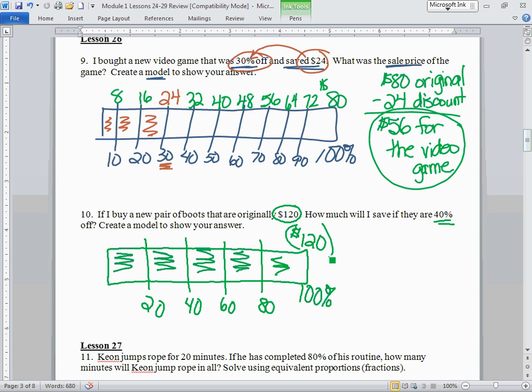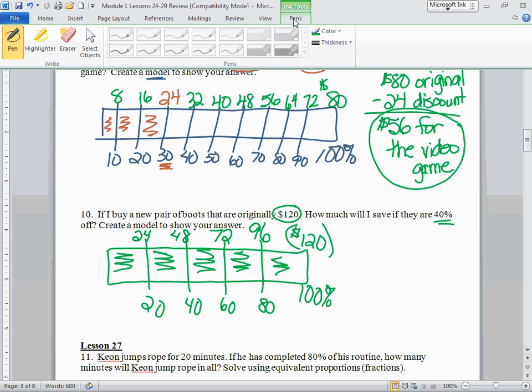So 120 divided by 5 is 24. So 24, 48, 52, and, no, that's wrong. No, wait, it's 6. No, it's not 6. No, it's 72. Holy cow! It's 72. And then, 96. Wow, this is no good. All of our adding skills went right out the window. That's the 40. That's adding again.